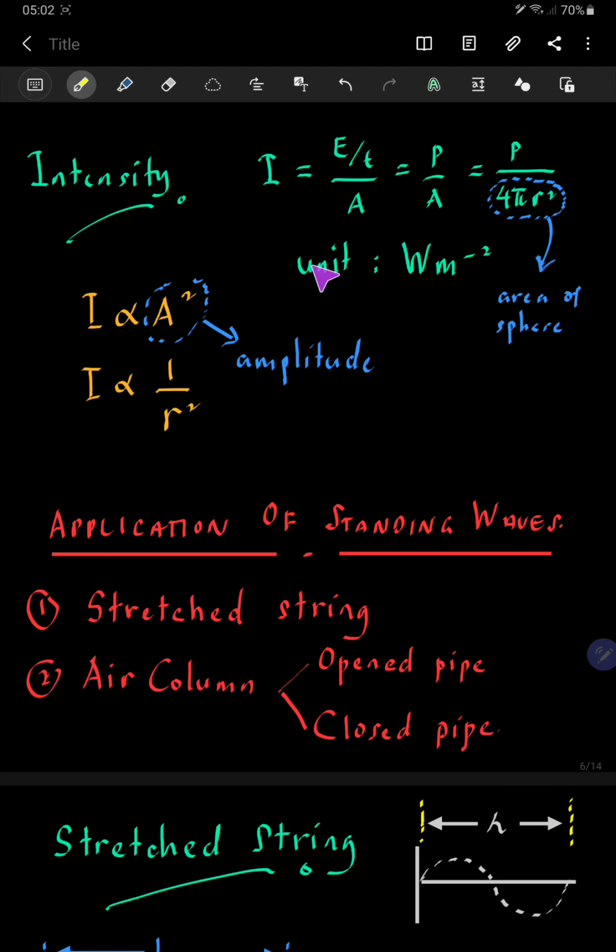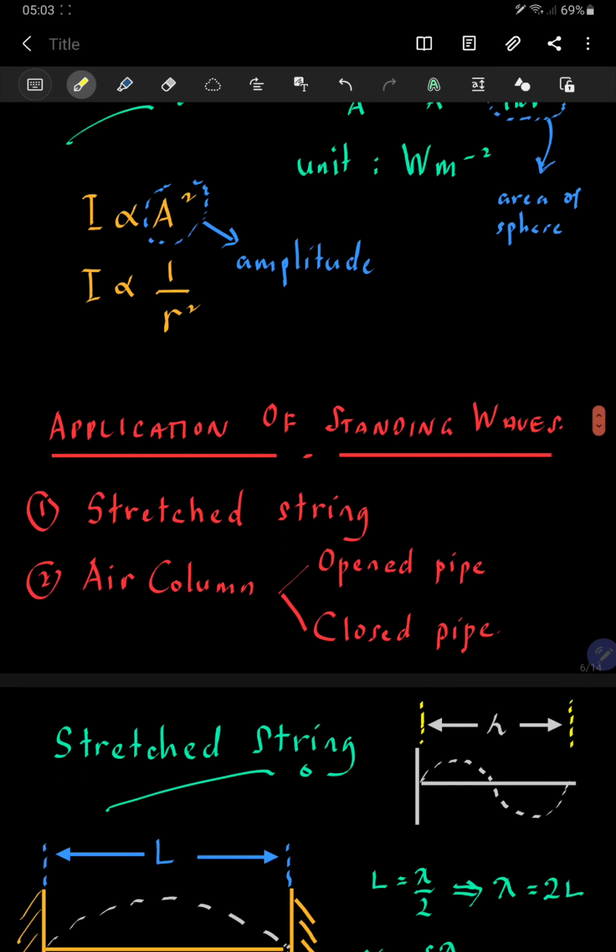And remember 2 factors affect the intensity. The first one is the amplitude squared. The second one is r squared, where amplitude squared and intensity I are directly proportional, while I and r squared are inversely proportional. It means that when the amplitude of the wave is increased, I also increases. And when the distance increases, the intensity decreases, because they are inversely proportional.